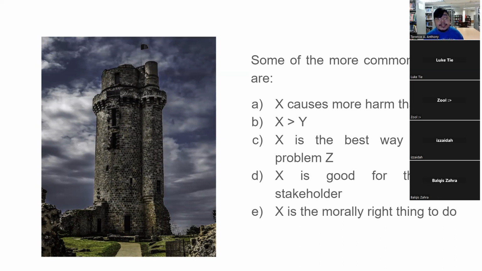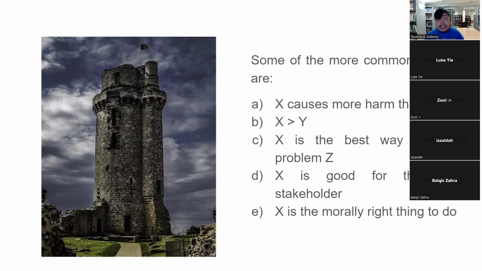A second burden is X is greater than Y. Whatever you're defending might be better than what your opponent is proposing. It could be the case. Or it could be X is the best way to solve problem Z. We have a problem that all of us agree on. I think my solution is the best way to solve the problem instead, and I am defending that. So that's another way that you could also carry out the game.